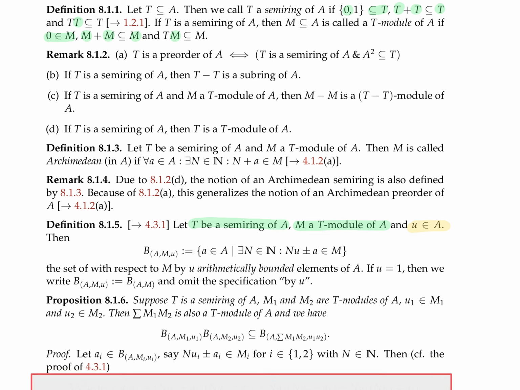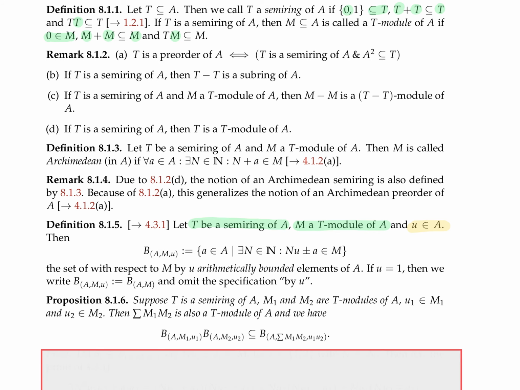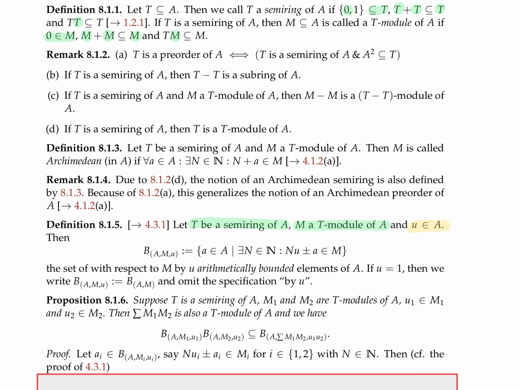Okay, so now the important thing is that if I have an element which is arithmetically bounded with respect to M1 by U1, and I multiply it with an element which is arithmetically bounded with respect to M2 by U2, then I get an element which is arithmetically bounded with respect to this sum M1 M2 by U1 times U2. This looks extremely technical.